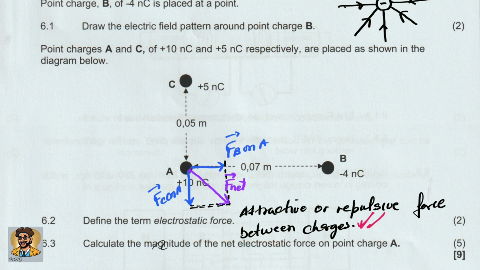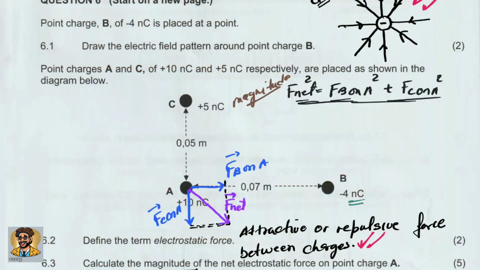How are we going to calculate the magnitude of that electrostatic force? We are going to use Pythagoras. So F net squared is equal to F_B on A squared plus F_C on A squared. All we have to do now is calculate the force of B on A and of C on A. Let's go to a new page to do that real fast.